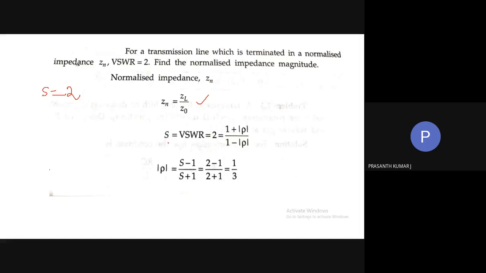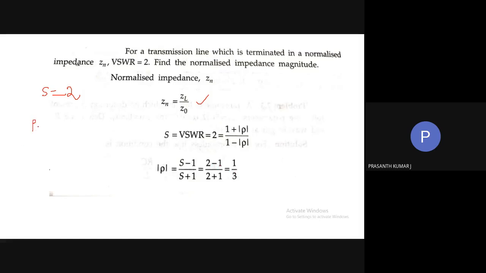Now we know that S equal to 2. So S equals 1 plus rho by 1 minus rho. This is the relation between VSWR and reflection coefficient. Now 2 equal to 1 plus rho by 1 minus rho, or rho equal to S minus 1 by S plus 1. So 2 minus 1 by 2 plus 1, it is equal to 1 by 3.